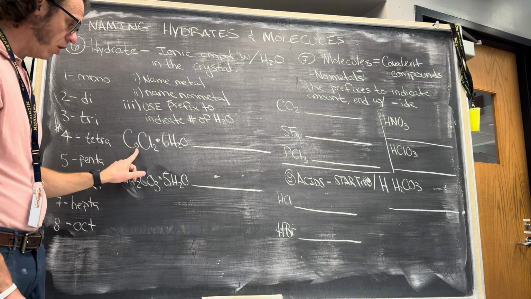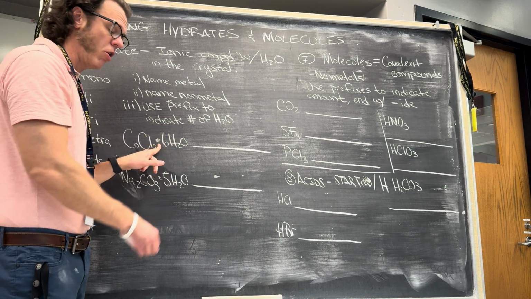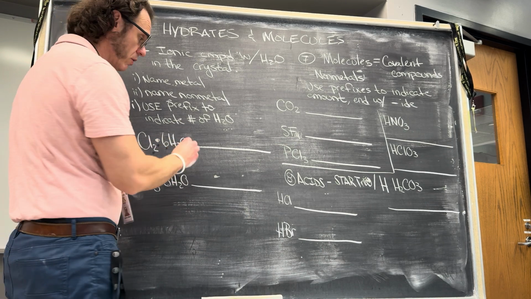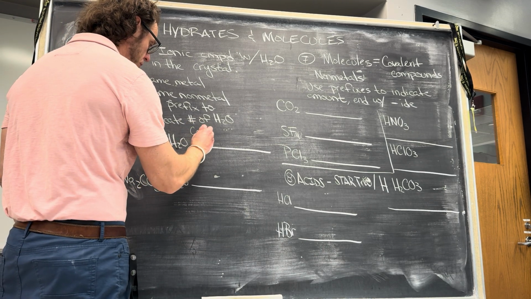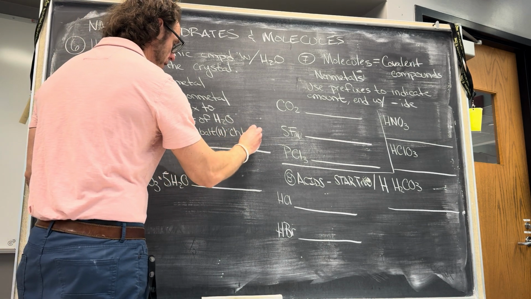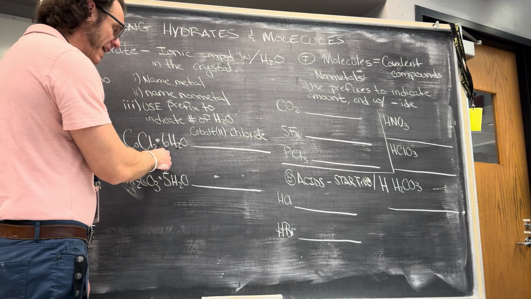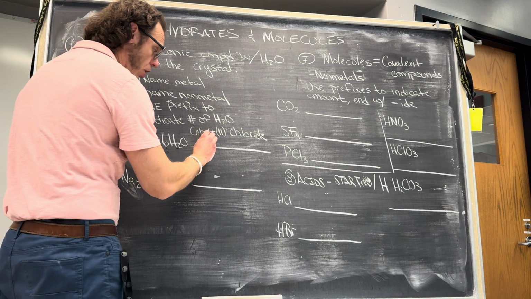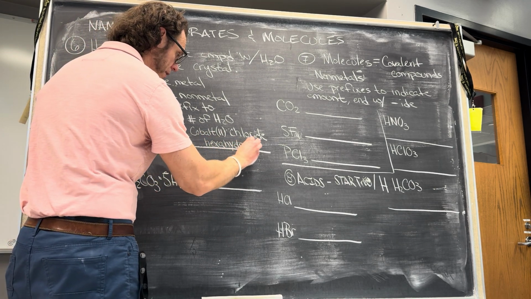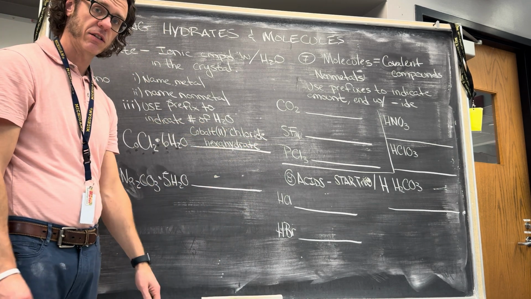So here I got CoCl2 dot, that's how we signify it's got water in it, 6H2O. I know this is cobalt. Cobalt has more than one charge, so I have to do cobalt 2 chloride, just like I would do before, but now I'm going to indicate the number of waters. Our prefix for 6 is hexa, hydrate. Cobalt 2 chloride, hexahydrate, okay?